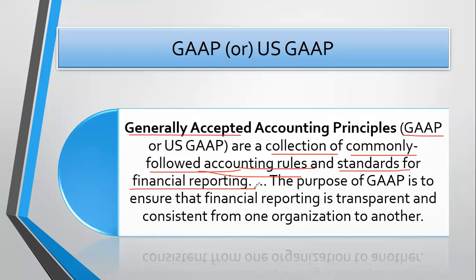In a similar way, the generally accepted accounting principles also comprise the accounting rules, regulations and standards. Based on this, it is ultimately helpful for the companies to prepare the financial reports. And the purpose of generally accepted accounting principles is to ensure proper financial reporting.